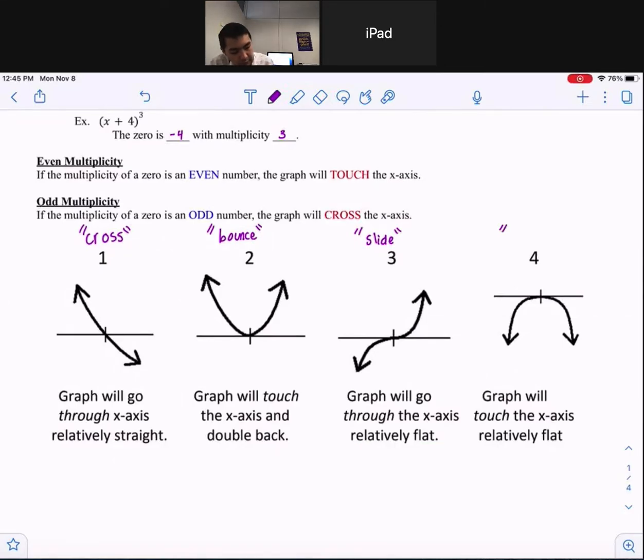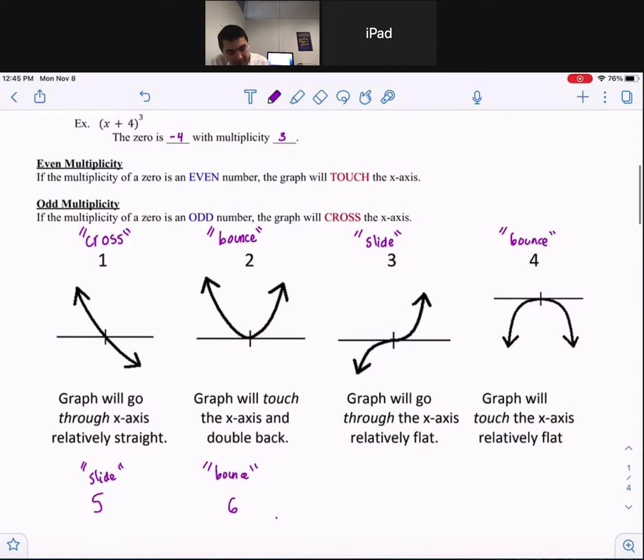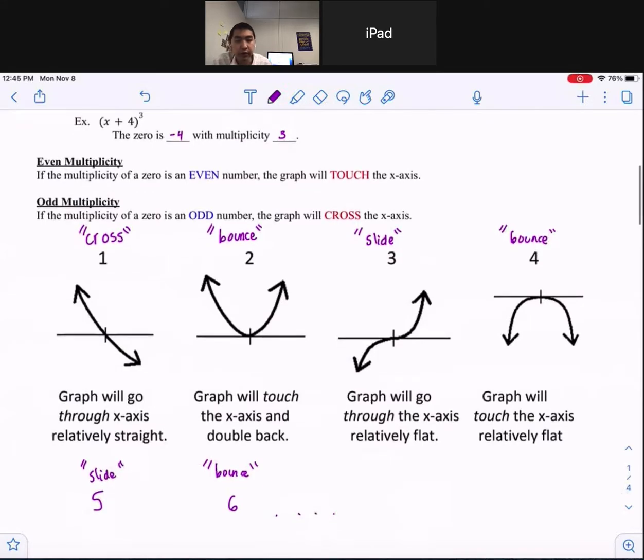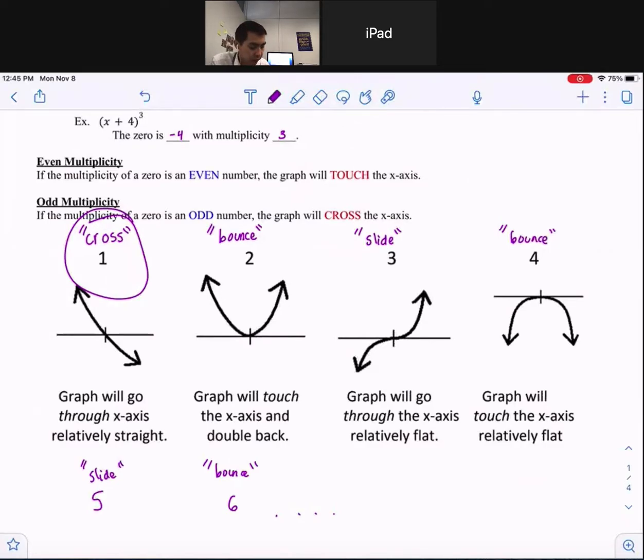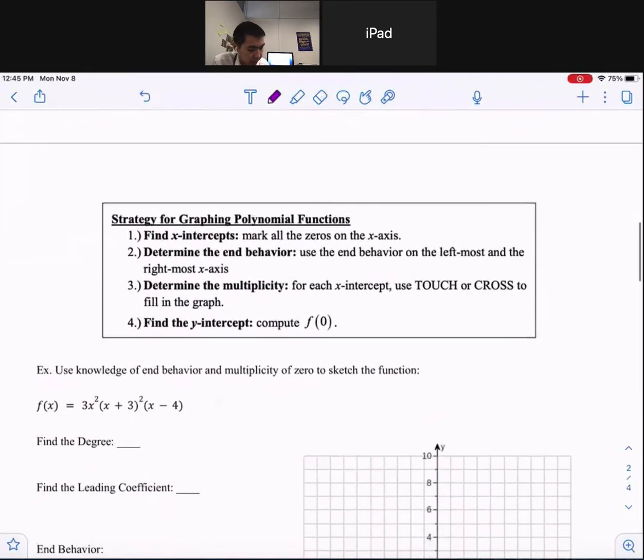And if it's a multiplicity of 4, it will also bounce off of that x-axis. And if it's 5, it's going to slide. If it's 6, it's going to bounce, and so on. So basically, if it's an odd multiplicity besides 1, it's going to slide. If it's an even multiplicity, then it's going to bounce. 1 is the only one where the graph is going to cross at that 0. But you will see, once we start graphing, how we apply these things.